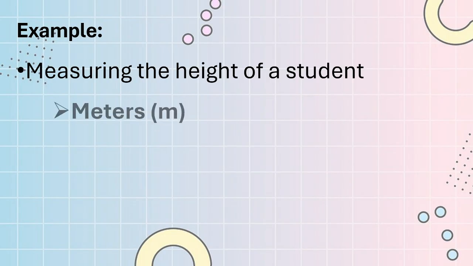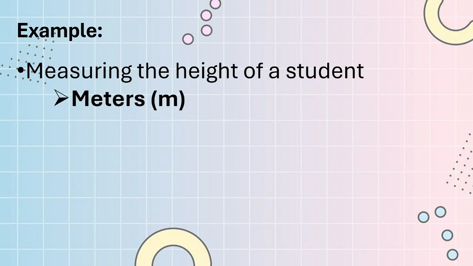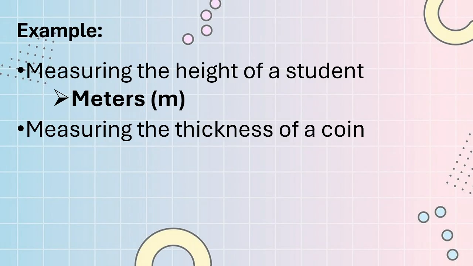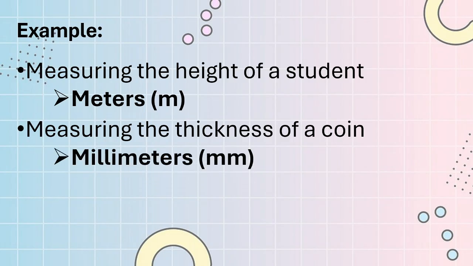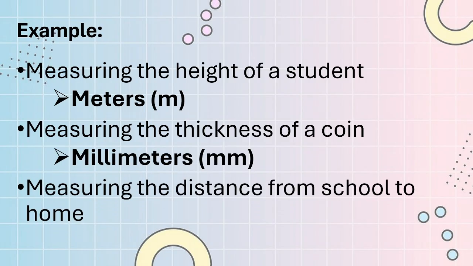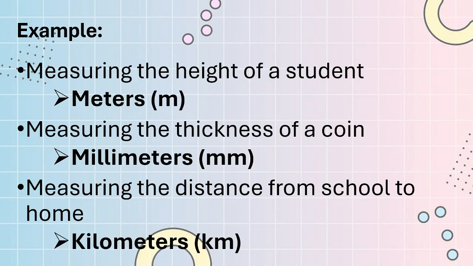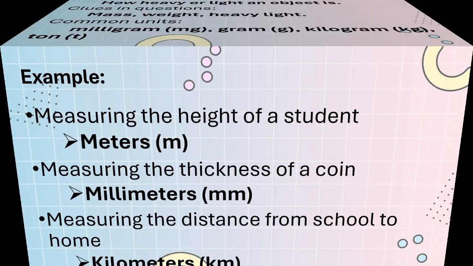Example, measuring the height of a student. Okay, mostly we are using the meters. Measuring the thickness of a coin, we are using the millimeters. Measuring the distance from school to home, we are using kilometers. So these are examples that we are measuring the length.